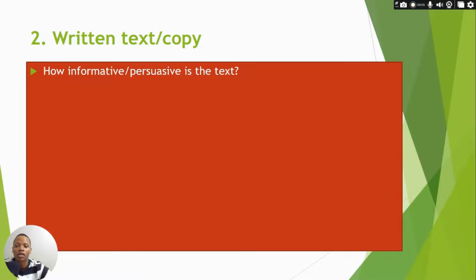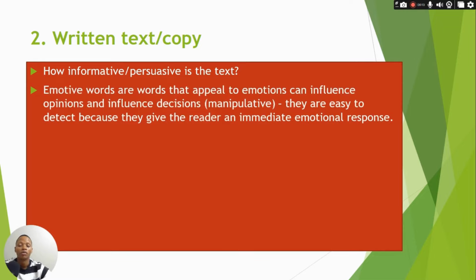Now, how informative or persuasive is a text? That's another thing you need to consider. But for you to actually understand this, or to be able to answer this question, you need to be able to engage with the text.